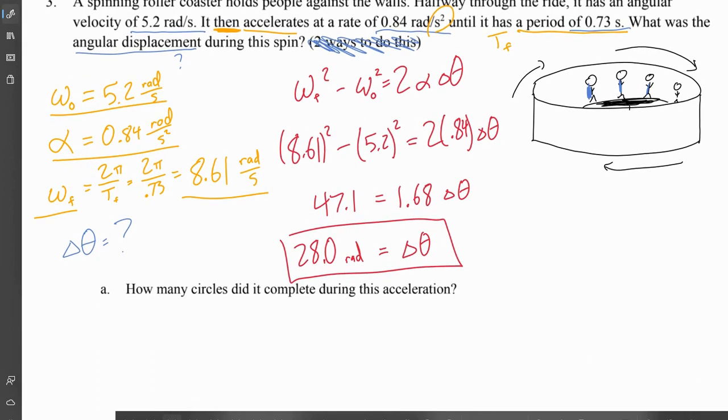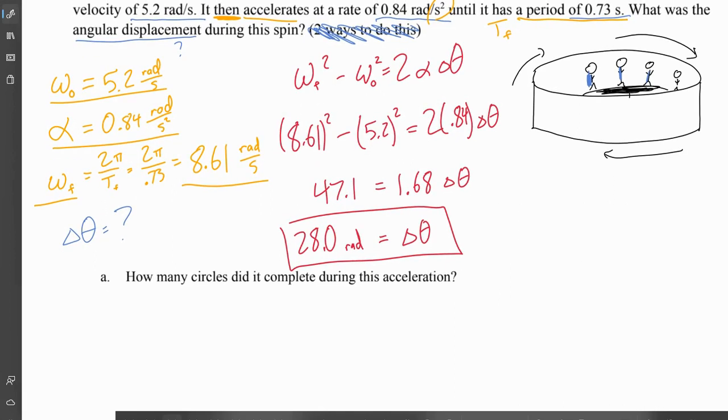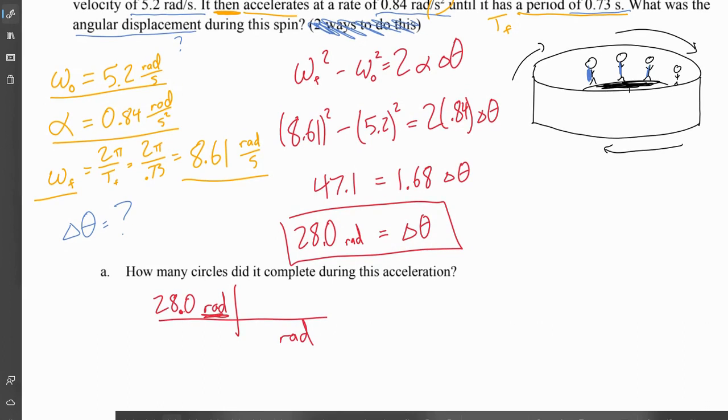All right, how many circles did it complete during this acceleration? All right, what are we doing here? Well, we're going from radians to circles. Really, all that means is we're doing a unit conversion, right? Unit conversions, we use train tracks, 28.0 radians, these train tracks, right? Immediately we take this unit, drop it down because we have to get rid of it. And what's awesome is I have finally realized, within about a week of making this video, the best way to do this. Stack things that are equal.